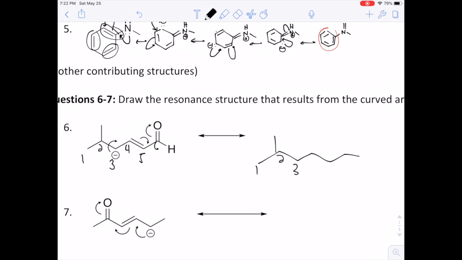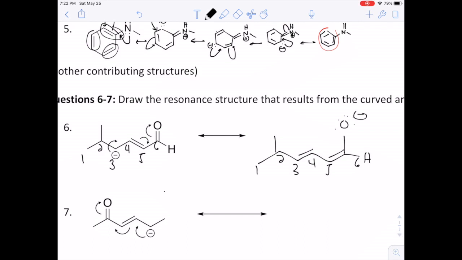1, 2, 3, 4, 5, 6. So the lone pair electrons that are on carbon number 3 became a pi bond between carbon 3 and 4, okay? And then that pi bond between 4 and 5 became a lone pair. Actually, no, it looks like it became a pi bond between 5 and 6, okay? And then that carbonyl pi bond became a lone pair on that oxygen, okay? So if you guessed that structure, you're correct, okay?